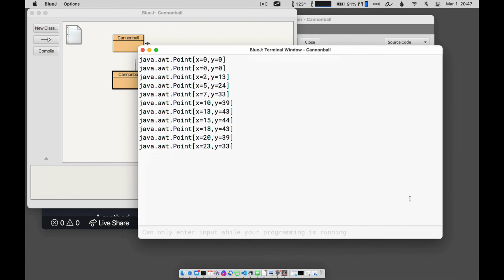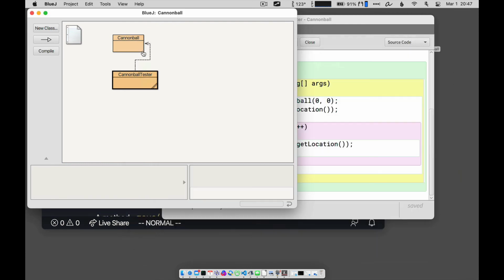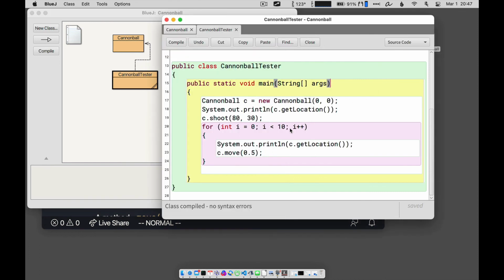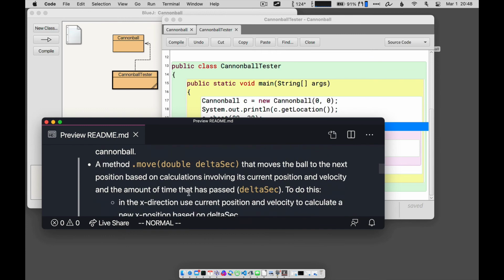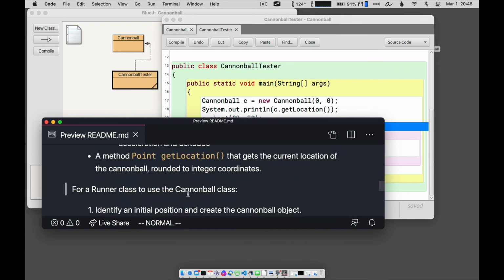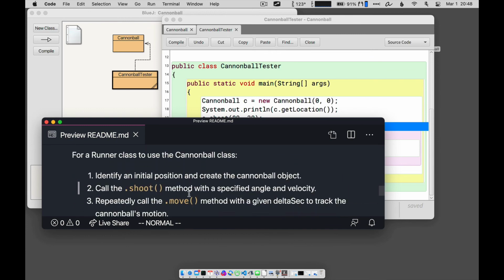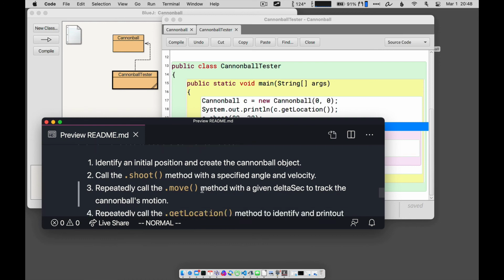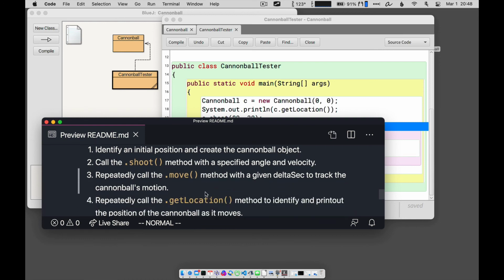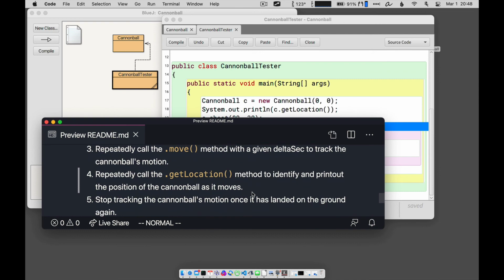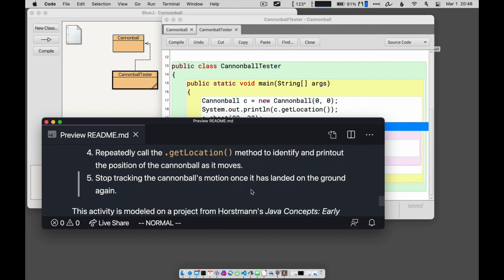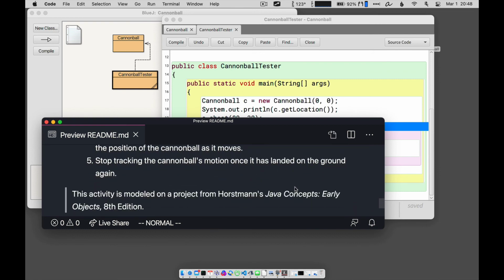I'd really like to graph all this stuff. If I graphed it, I'd be able to get a better idea of what was going on. Let me do one more thing in here. Since I'm just running this 10 times randomly, instead of just running 10 times, they said something about this, right? They said down here for the tester: identify initial position, create the cannonball, shoot, repeatedly call move with a given delta sec, and repeatedly call get location, and stop tracking once it's landed on the ground again.